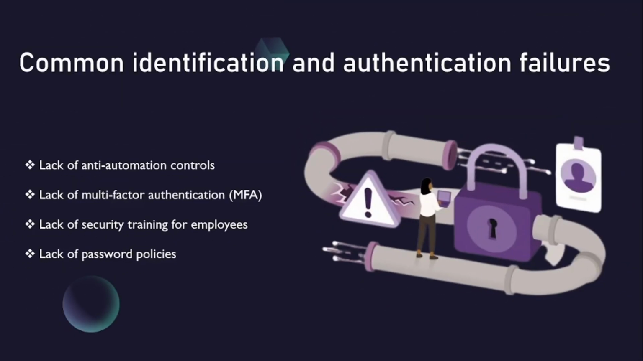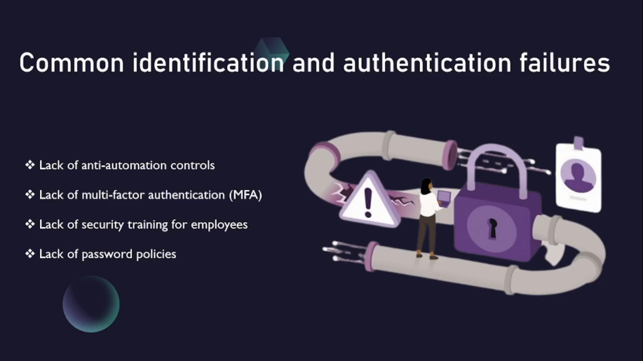Now let's see what are the common identification and authentication failures. Despite the importance of identification and authentication, many systems still fail to implement them effectively, leaving users and organizations at risk. Here are the common reasons for it: lack of anti-automation controls, lack of multi-factor authentication, lack of security training for employees, and lack of password policies.